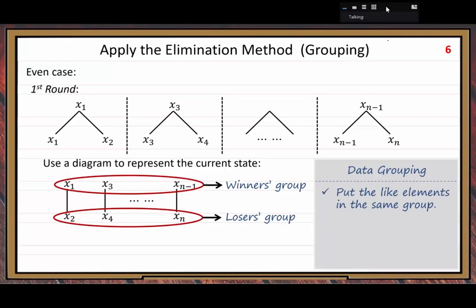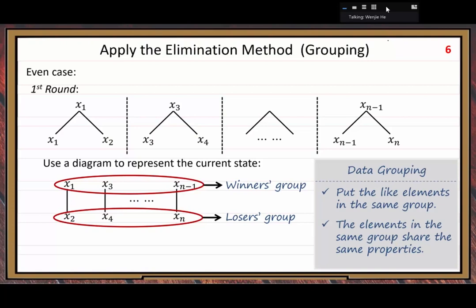Next, we need to apply our elimination method here. Think about when we find the maximum, which group should you work on? Maximum: winners group or losers group? The winners group. How can the maximum be a loser?